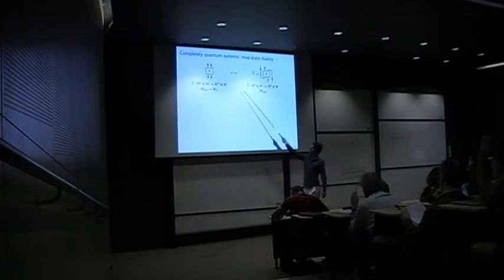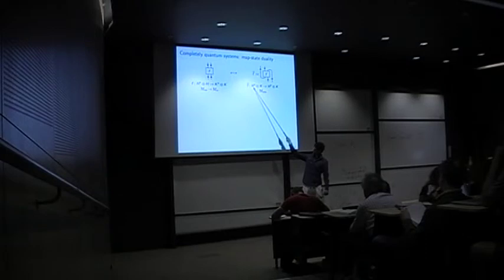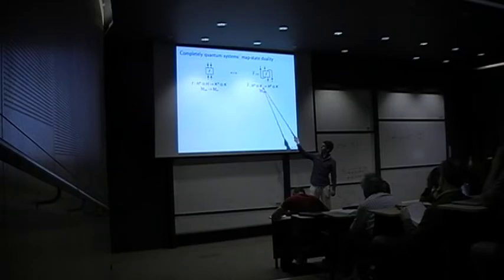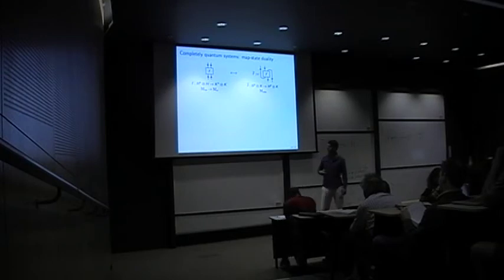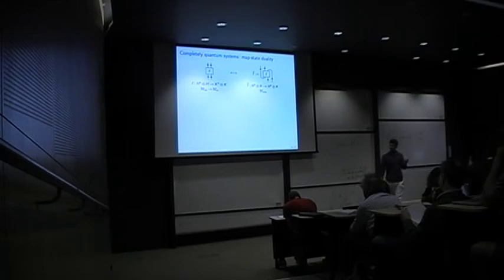And by Choi-Jamiołkowski, which is the way we built this, that corresponds to a map between a different type of space. So this is now C^m, this is C^n, so we have a linear map from C^(mn) to C^(mn). In other words, an mn by mn matrix, and you can go up and down between these two things by bending the legs around, if you like. That's what Choi-Jamiołkowski does for you.